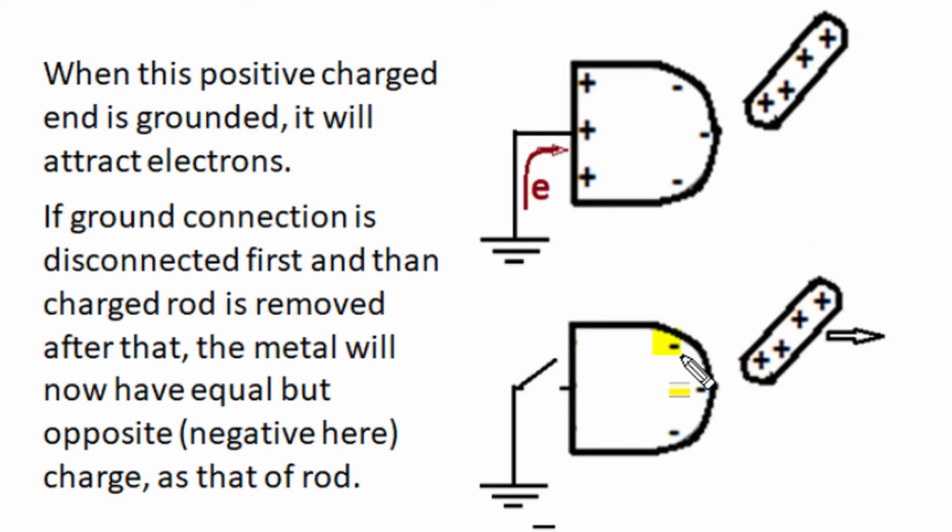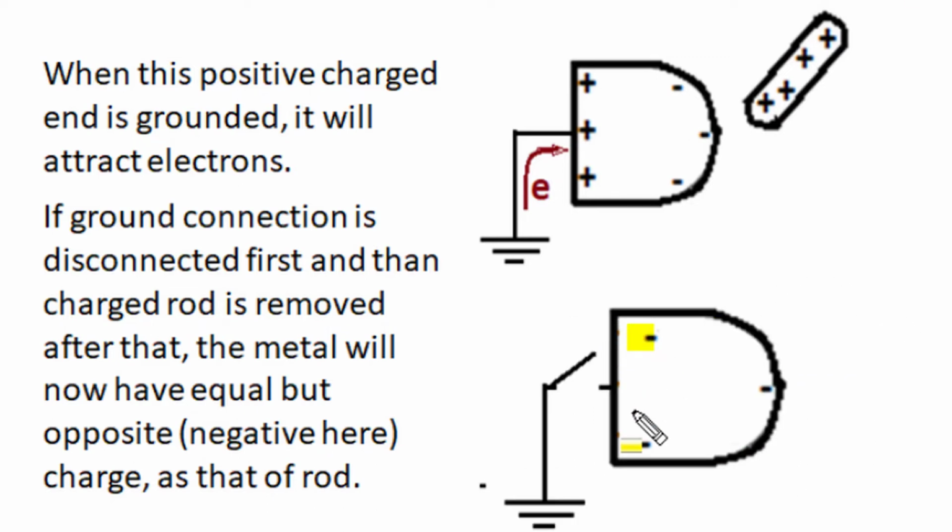This concentration of induced charge also becomes uniform if we remove this nearby charged object. If this charged rod is removed from this position, we will find the induced charge uniformly distributed on the metallic conductor surface, and induced charges always have a polarity opposite to the polarity of the charge which has induced these charges.